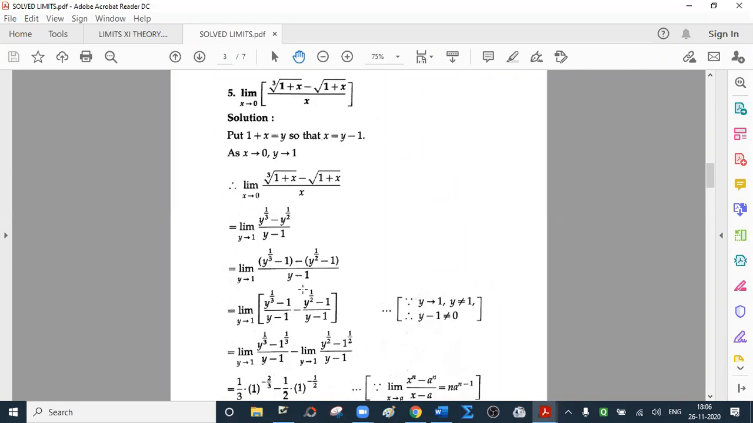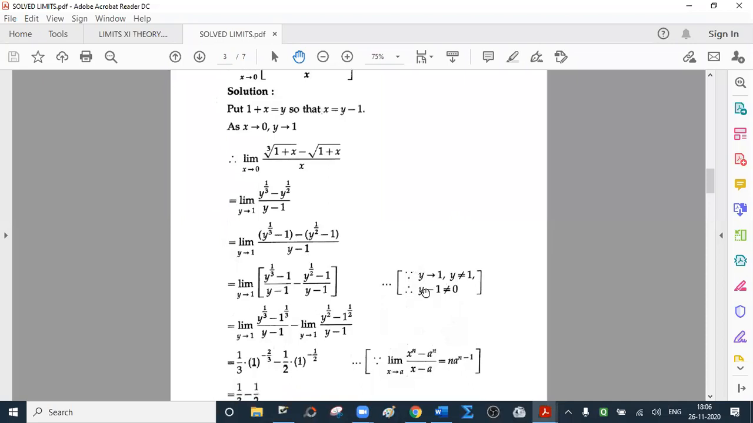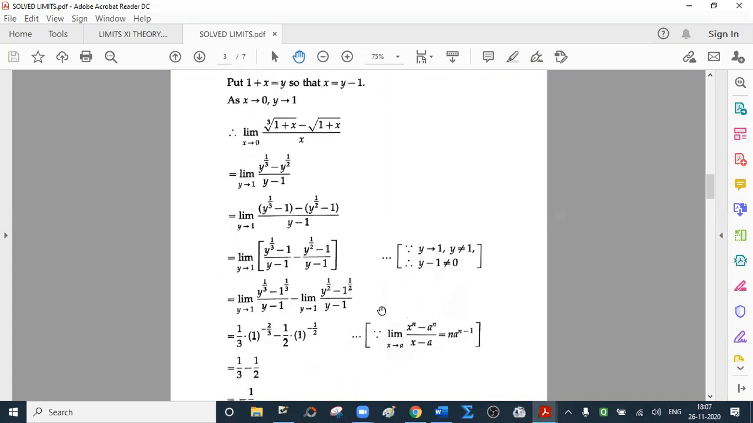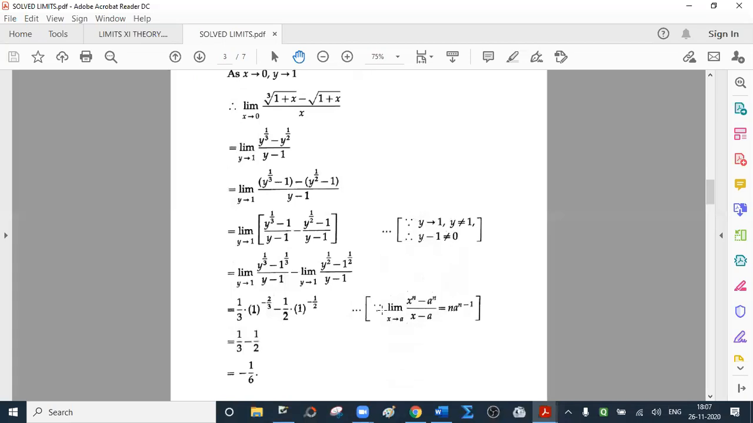Now what is the advantage of this? If you split the numerator, each function is of which type? Y raised to n minus a raised to n upon y minus 1, right? So which standard limit? Actually, it is better if we use the variable y here. So that is n into a raised to n minus 1. So 1 by 3, 1 raised to minus 2 by 3. Simple, 1 upon 3 minus 1 is minus 2 by 3. But 1 raised to minus 2 by 3 is 1. So finally, it is 1 upon 3 minus 1 upon 2, which is nothing but minus 1 upon 6. So that is the final answer.